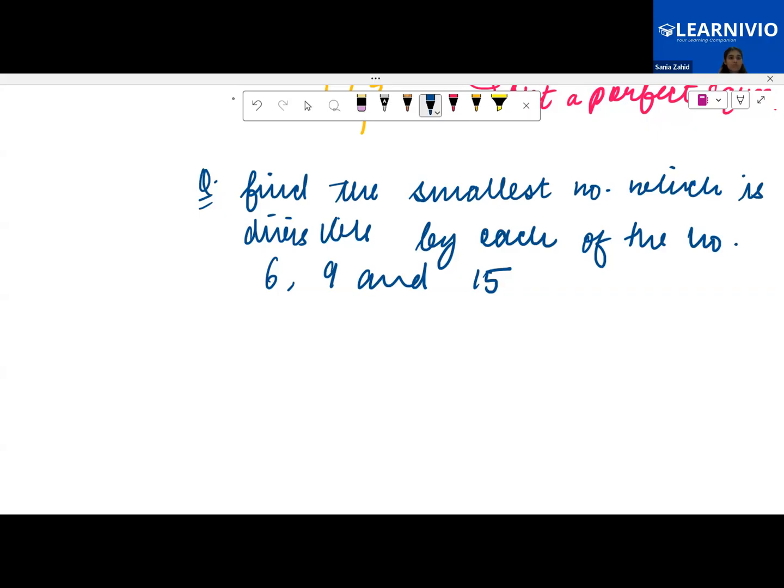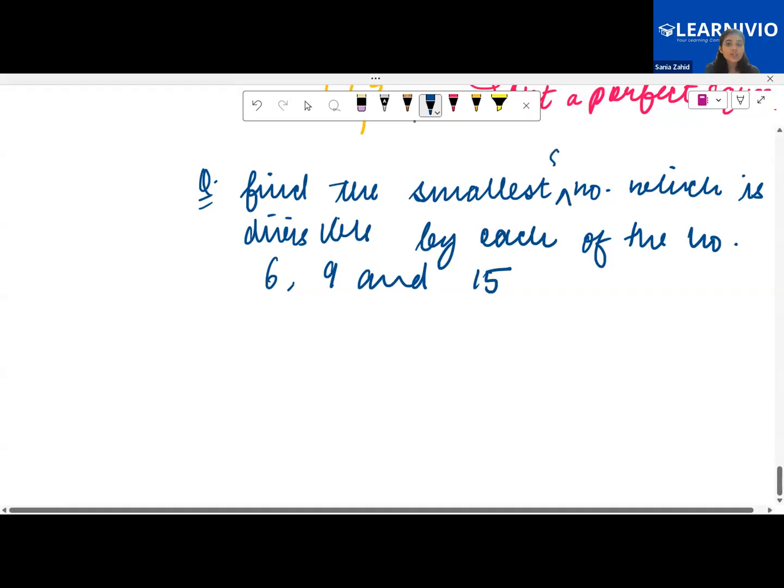I found the answer. Ma'am, the answer is 3, right? No, ma'am, the answer is not 3. Huh? How can the answer be 3? How can the answer be smaller than the given numbers? Ma'am, but 3 is divisible by 6... I'm sorry, my mistake. I forgot to write.